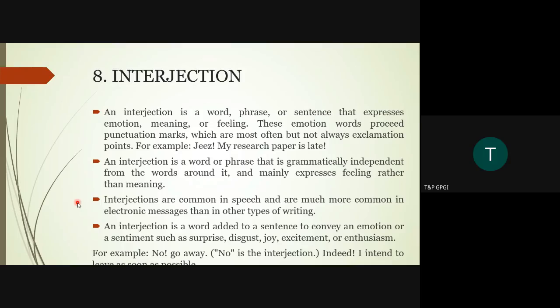All right. So an interjection is a word added to a sentence to convey emotion and sentiment such as surprise, disgust, joy, excitement, or enthusiasm. For example, no, go away. So no is an interjection. Indeed, I intend to leave as soon as possible. Indeed, I'll leave. Okay, that is like for sure. I will. As soon as possible, I'll leave. Like you guys must be thinking.